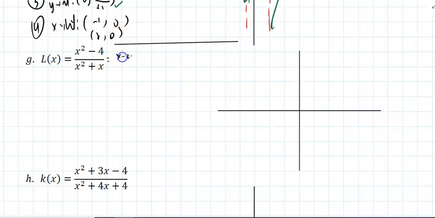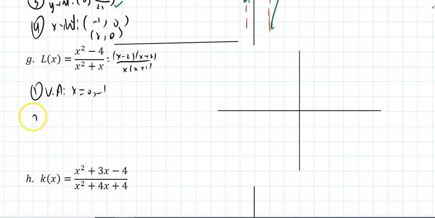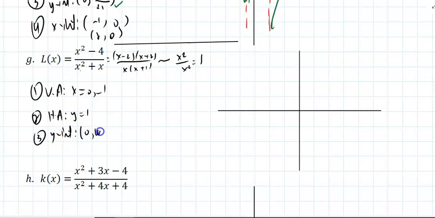That is x minus 2 into x plus 2 over x into x plus 1. One, vertical asymptotes, I have two of them, x equals 0 and negative 1. Two, horizontal asymptote, what dominates the top? X squared. How about the bottom? X squared. That is y equals 1. Three, what is the y-intercept? Well, if you let x equal 0, you get undefined, right? Because negative 4 over 0, so none.